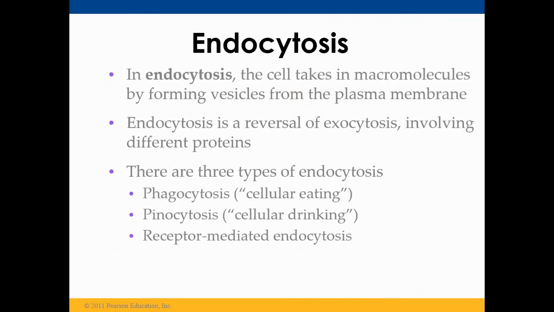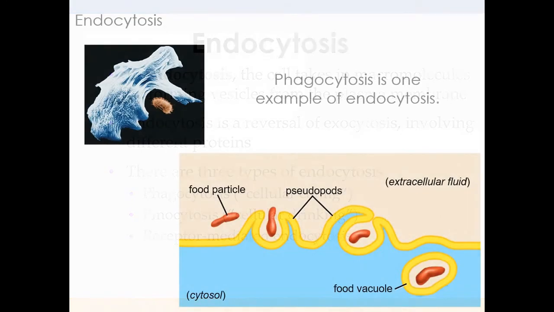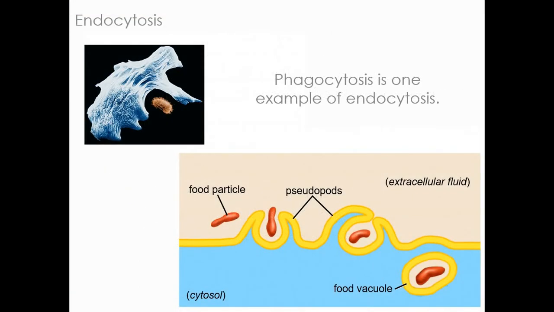Okay? For endocytosis, the cell takes in macromolecules by forming vesicles from the plasma membrane. So it's the reverse of exocytosis, and it involves different proteins. Actually, there are 3 types of endocytosis. This is what we call phagocytosis, the cellular eating, pinocytosis, cellular drinking, and receptor-mediated endocytosis. So, generally, this is what happens in endocytosis.